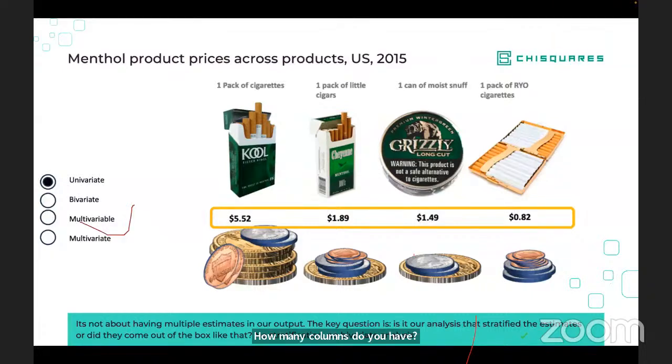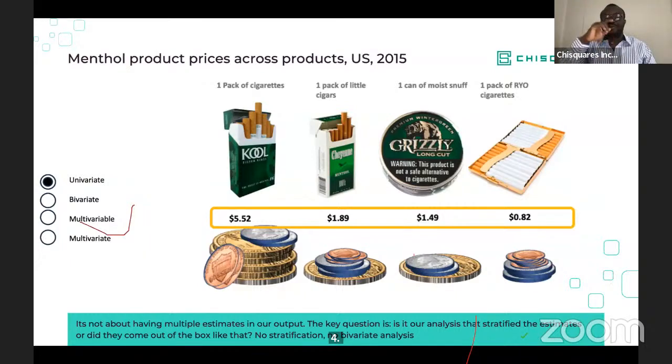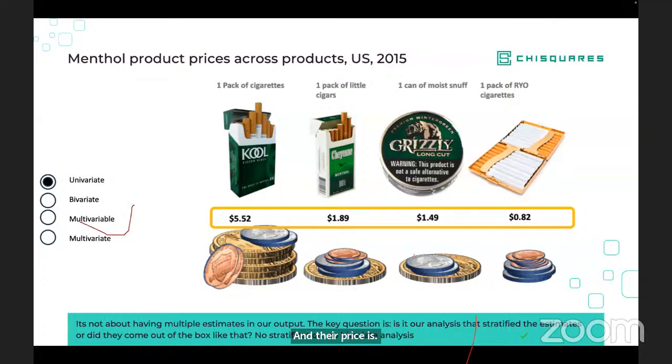I have 4 columns. Are you sure? Each of the tobacco products is a row, and their price is in a column, right? The price is a variable. How many columns? 2 columns. Just 2 columns. 1 for cigarette, 1 for price.